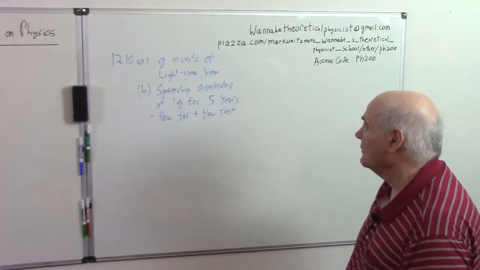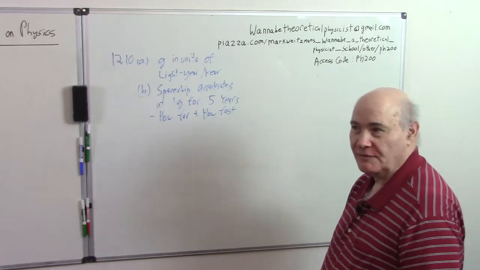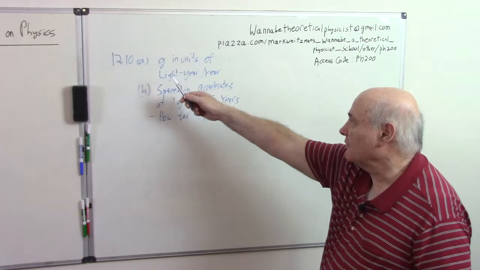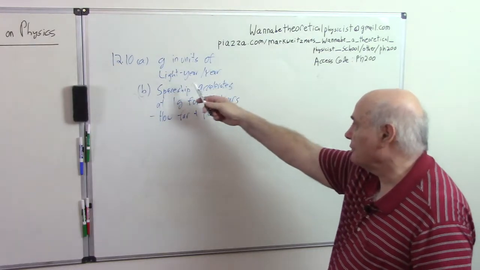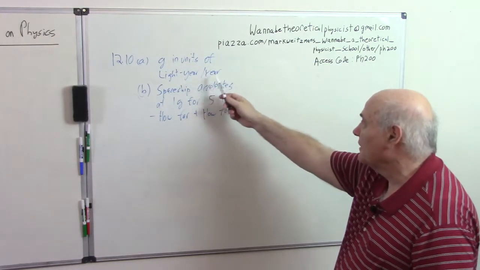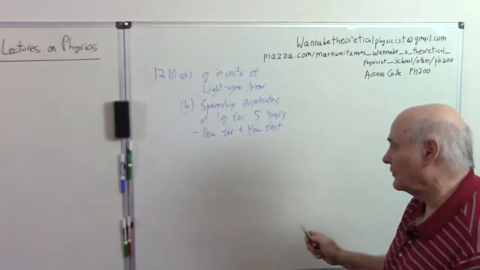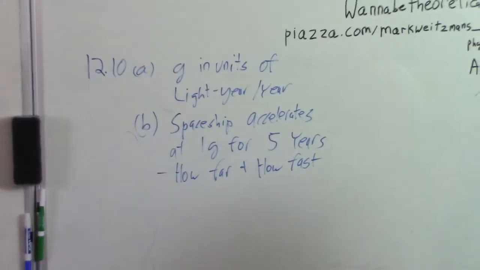I want to continue with a problem which uses the result that we just had. I'll write it down again when we need it. But let's just look at problem 1210A. First thing it asks for is G in units of light year per year. Those are strange units, but for these spaceship problems and stars, they tend to use those units.